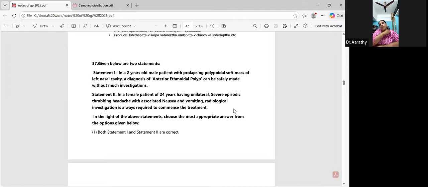and the refuting statement of Athreya. The whole conversation goes like this: one acharya will say there is only one rasa and give a reason for that, and Atreya Acharya will refute it by giving another reason. So all these three things should be thorough with you, because assertion-reason kind of questions can be asked from those.